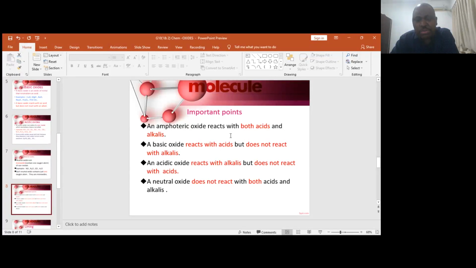Amphoteric oxides will react with both acids and bases. Basic oxides will react with acids, but they will not react with alkalis. Alkalis are soluble bases like potassium hydroxide and sodium hydroxide. Those are alkalis.